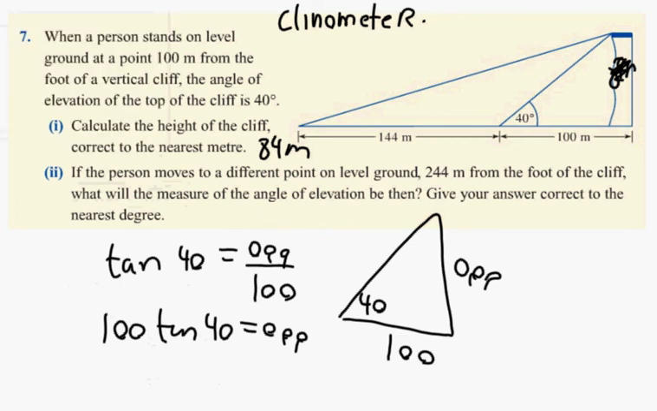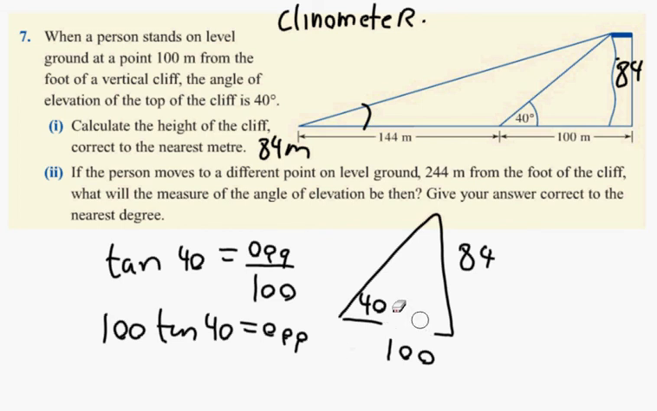So guys, what we have here is this 84 here. Excuse me. Now, if the person moves to a different point on level ground, 244 meters away from the foot of the cliff, what will the measurement of the angle of elevation be then? We want to find this angle now.